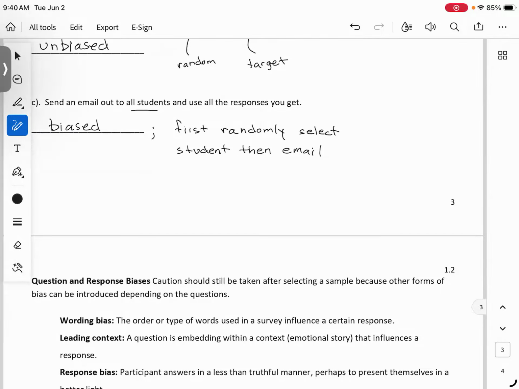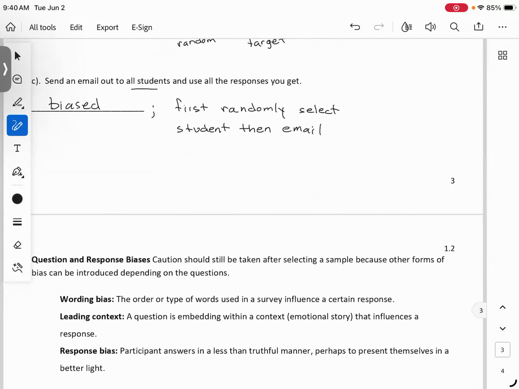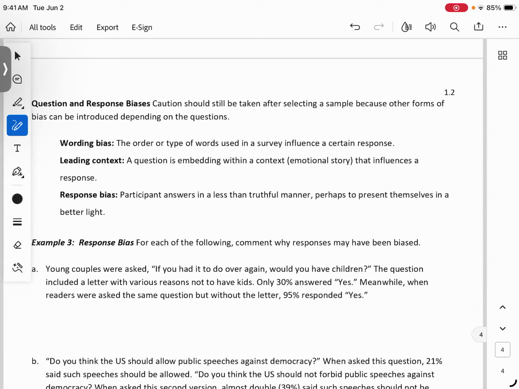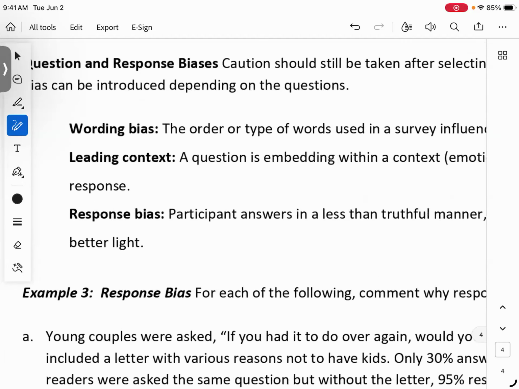So a good mixture. If you just do the email, you might end up getting just a one-sided group of students who don't represent everybody. So all right. Now the last thing that I want to touch base on is not only could your samples be biased because you don't randomly select, but you could also get biased responses.